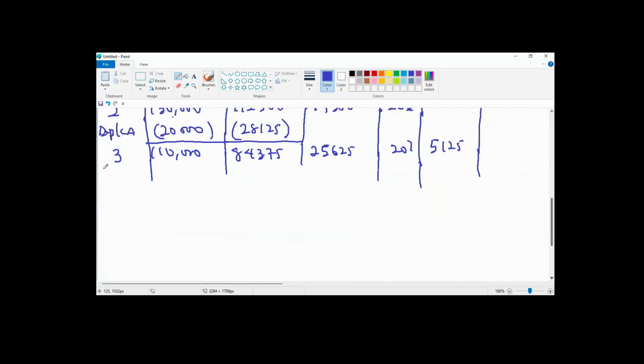Now, for year 3, I will do the same thing. Depreciation, capital allowance. You have 90,000. What is the capital allowance granted in year 3? 21,094. 84,375 minus 21,094. What does it give us? 63,281.